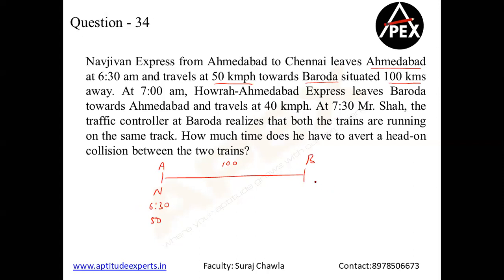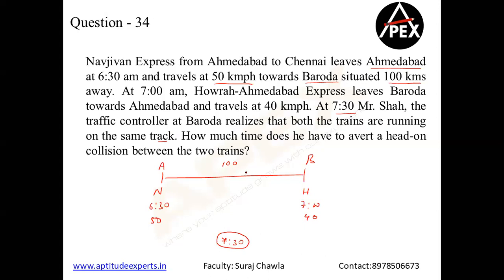At 7 a.m., Howrah Ahmedabad Express leaves Baroda towards Ahmedabad at a speed of 40 kilometers per hour. Clear? Now there's a traffic controller who started seeing both the trains at 7:30. At 7:30, Mr. Shah, a traffic controller at Baroda, realizes that both the trains are running on the same track. So this guy saw at 7:30, right? So I need to first understand where the trains are at 7:30.